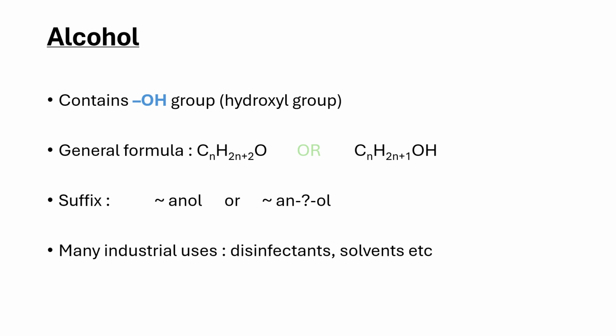Here is some general information about alcohols. It must contain an OH group, sometimes referred to as a hydroxyl group if there are multiple groups present in the compound. The general formula is CnH2n+2 with one oxygen if there's one alcohol group, and this shows the maximum number of hydrogens corresponding to the carbon. And naming ends with anol, not ol. This is what we're going to look for in the next slide. And alcohol has many uses, including as a disinfectant, just like hand sanitizers, or as a solvent for perfumes.